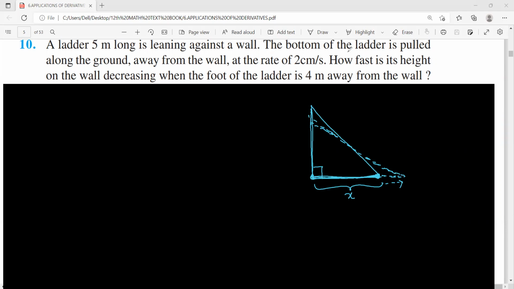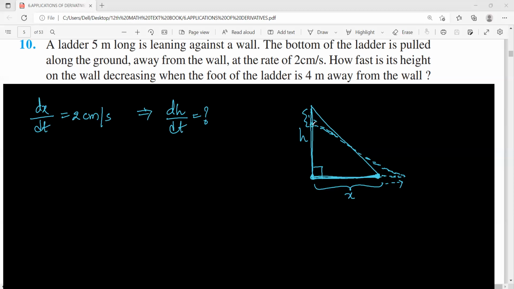So that's what he's saying. The ladder is pulled along the ground away from the wall at the rate of 2 centimeters per second. That means dx by dt is given as 2 centimeters per second. How fast is its height on the wall decreasing? Let's say this is the height h. Now this is decreasing. So he's asking, dh by dt is how much?